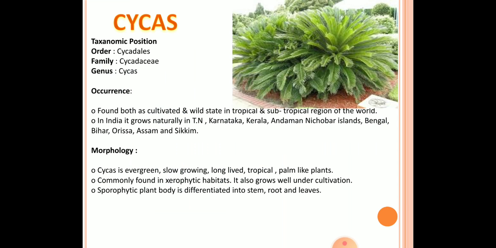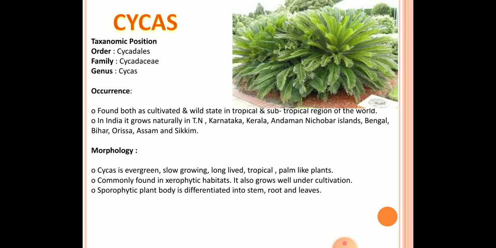Going to the first example, that's Cycas. First look at the taxonomy or classification of Cycas. Order Cycadales, family Cycadaceae, genus Cycas. So where do you find Cycas? They are both cultivated and widely distributed in tropical and subtropical regions of the world, especially in India, in Karnataka, Kerala, Tamil Nadu and the Andaman Nicobar region. They commonly grow there. Next, look at the morphology.